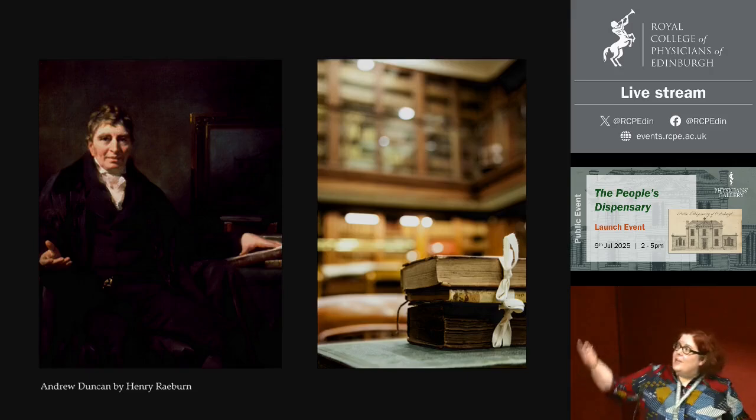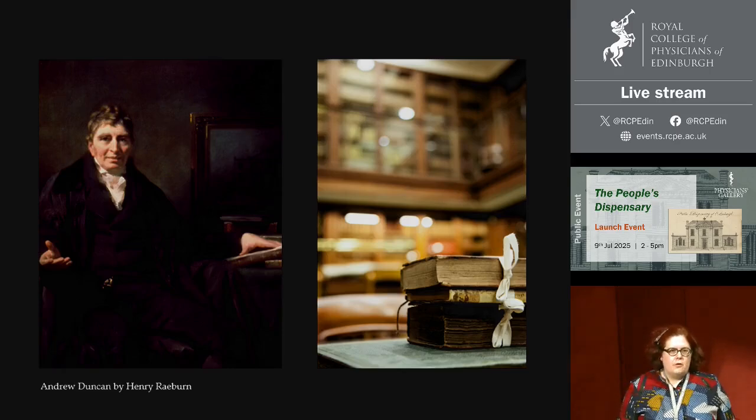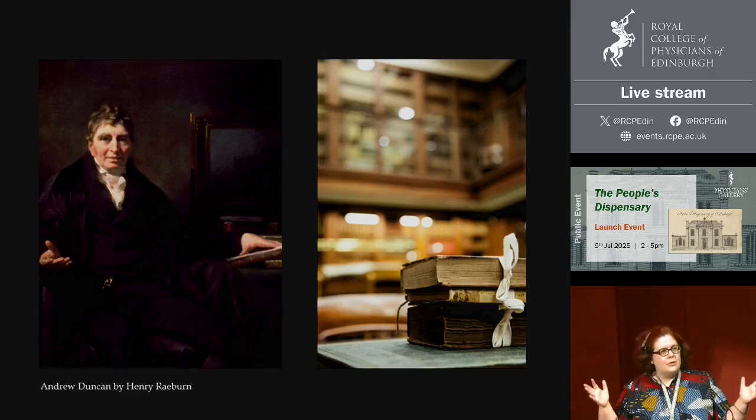So I've got a picture up here, but he's actually also on the wall just over there. That is Andrew Duncan. So as Gail mentioned, the founder of the dispensary, they are his case notes. But we did decide that when we were presenting this as a resource, we really wanted to focus on the patients. That's why it's called the People's Dispensary and not Notes of Andrew Duncan.